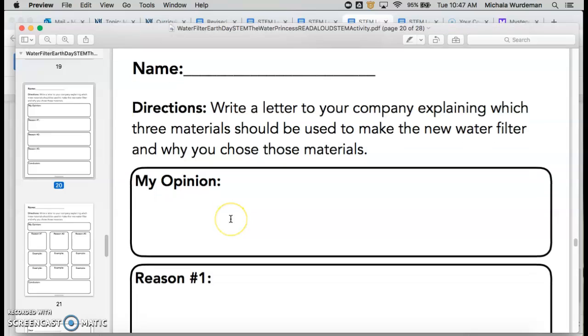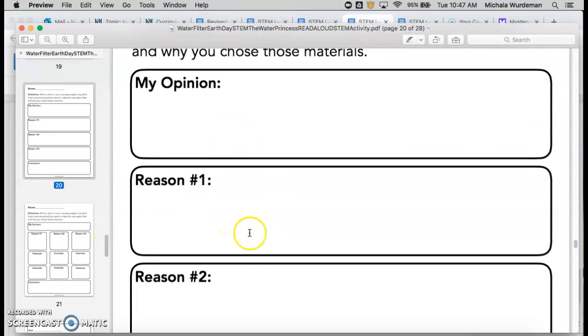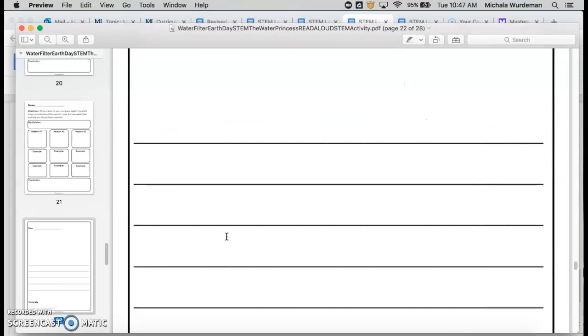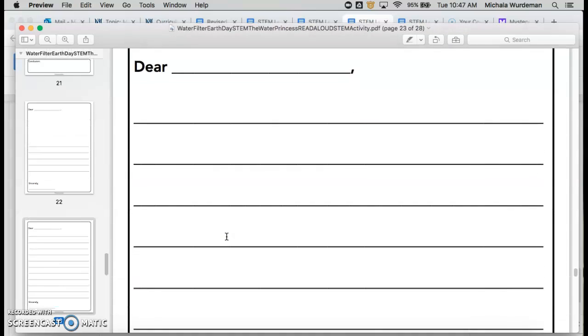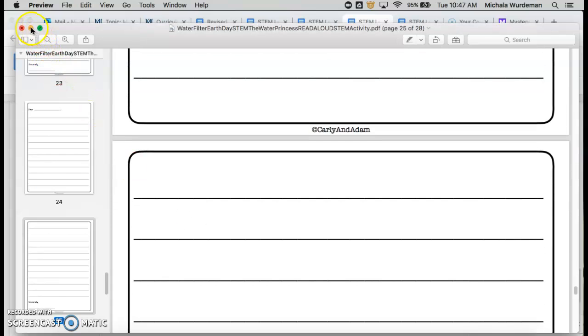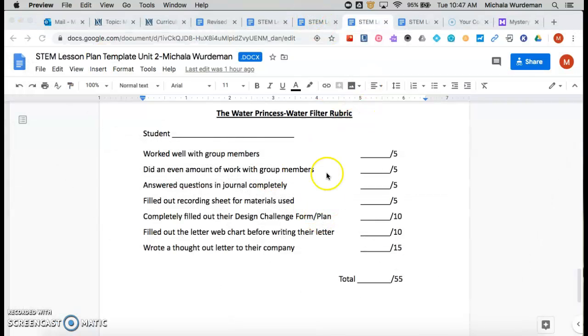And then here is that web, or one of the webs. There's 2 options for the webs for the letter. Here's the other one. And then just writing a thought out letter to the company telling me why is your filter the best? Why should I use your filter? So I really liked that lesson as well.